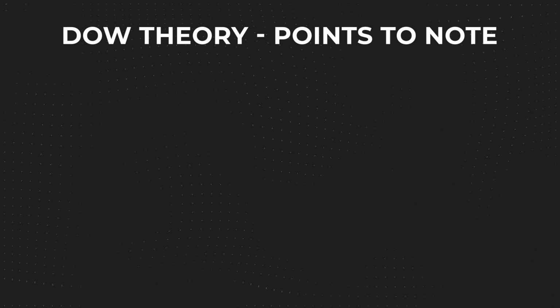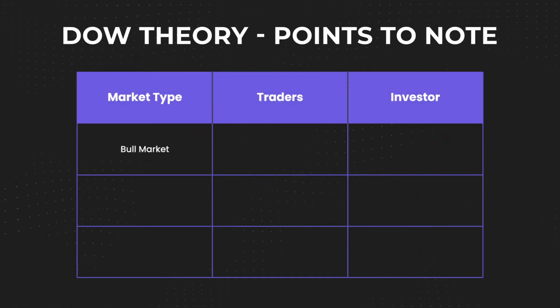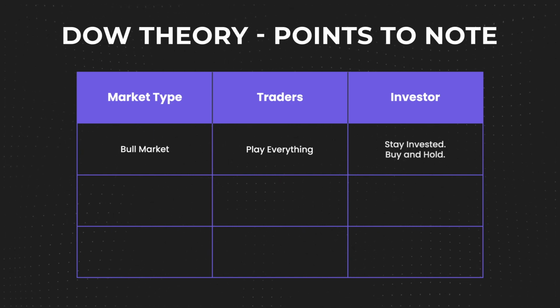Now, so this is how you look at the breakdowns. Simply put, why are we looking at this? This is what you want to do as a small cap trader or an investor. In a bull market, higher tops and higher bottoms, as a trader, what do you want to do? You want to play everything. You want to be in small caps, you want to be in micro caps, you want to be in mid caps. As an investor, what do you want to do? Just stay invested, buy and hold. You don't need to trade a lot. Most money is made in a bull market just by holding as an investor.